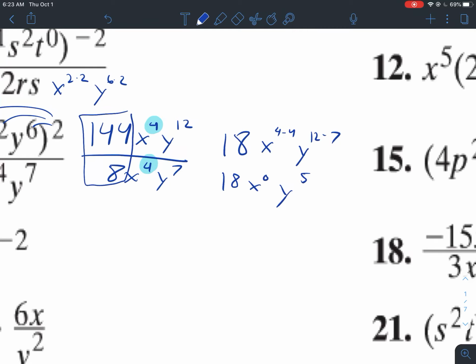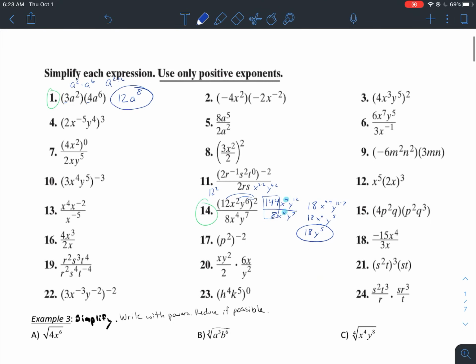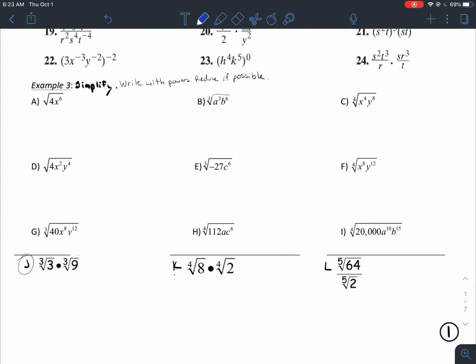And then we get y to the 5th here. Now we don't write x to the 0, so it just ends up being 18 y to the 5th. So that is how you would go about some of these exponent property ones.